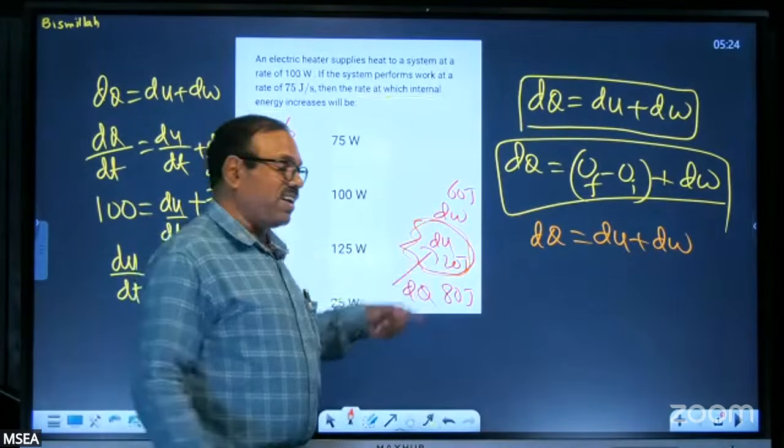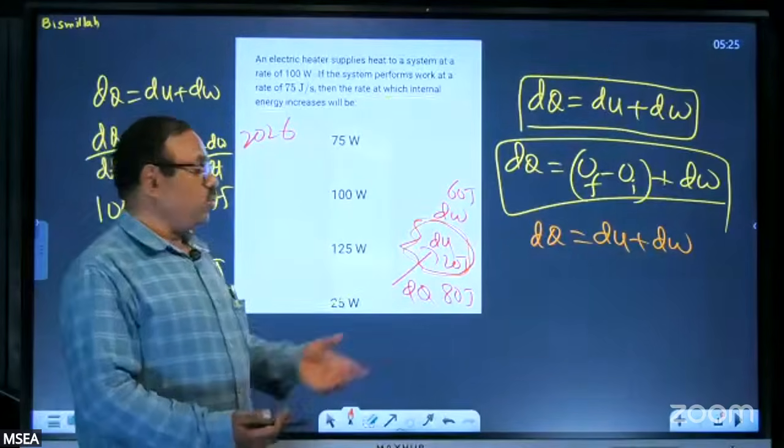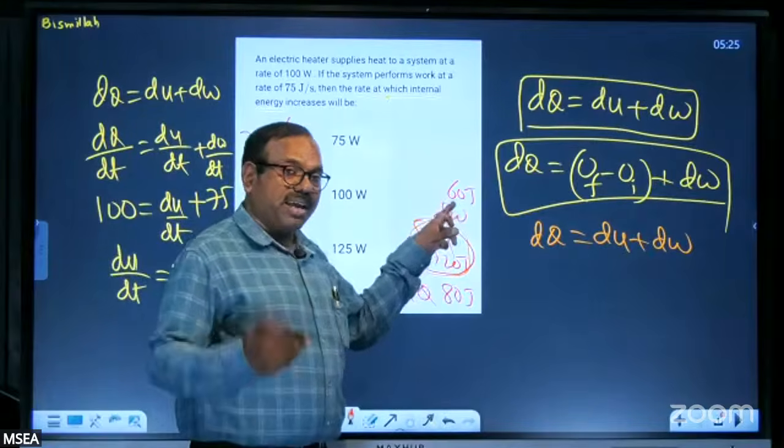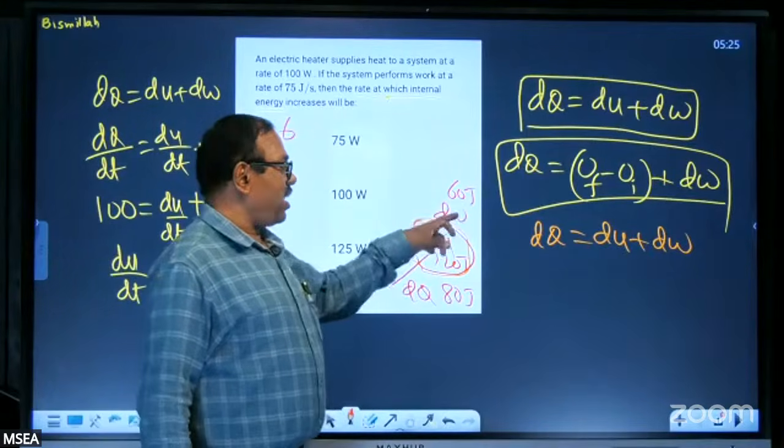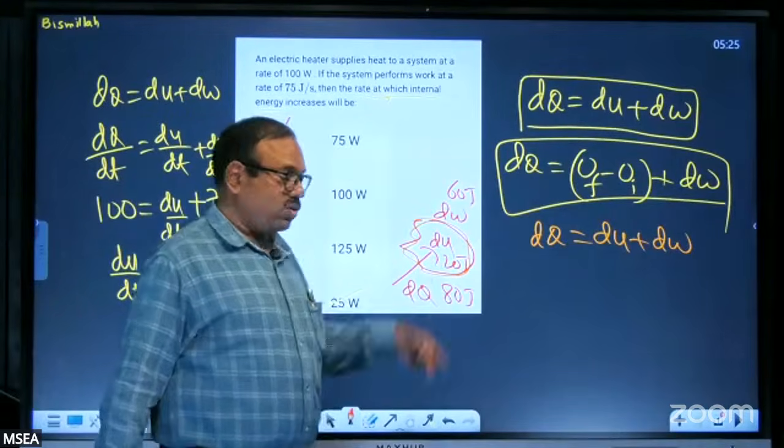So 80 joules is given, or you can take it as calories. If 80 calories, 20 calories is utilized to increase its internal energy, and the remaining energy, that is 60 calories. For example, you can take all in calories or all in joules, right.